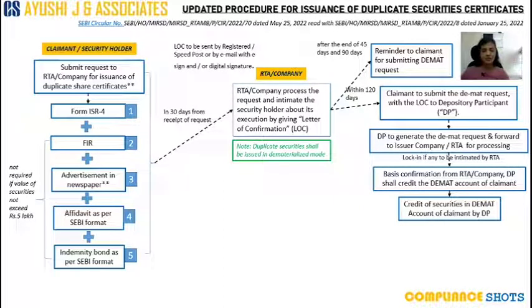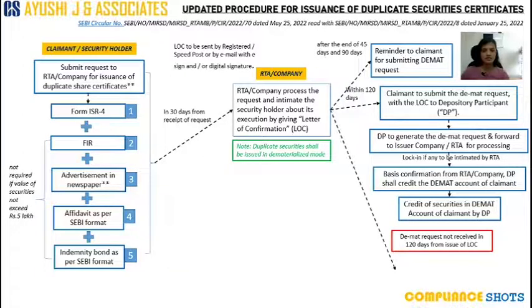The DP shall generate the demat request on the basis of the letter of confirmation and forward the same to the issuer or RTA for processing the demat request. In case of securities which are required to be locked in, the RTA, while confirming the demat request, shall intimate about the lock-in and its period. The DP shall credit the securities in the demat account of the claimant thereafter. In case the demat request is not received within 120 days from the date of issue of LOC, the securities shall be credited to the suspense escrow demat account of the issuer company.